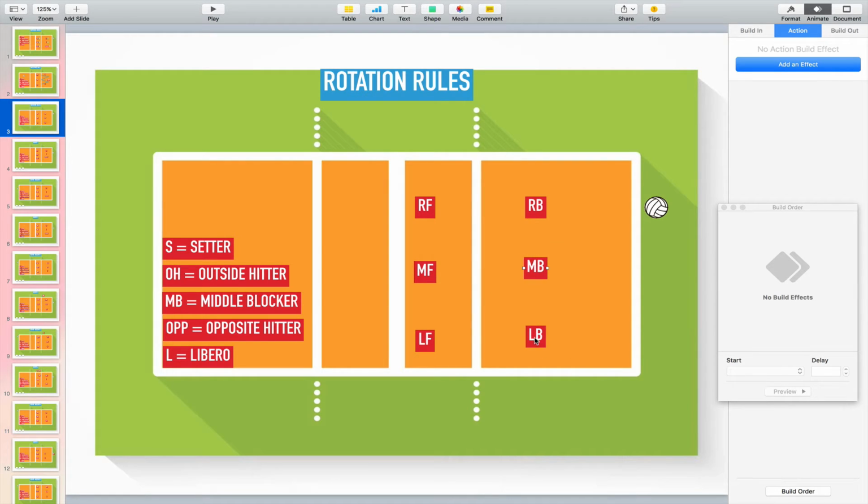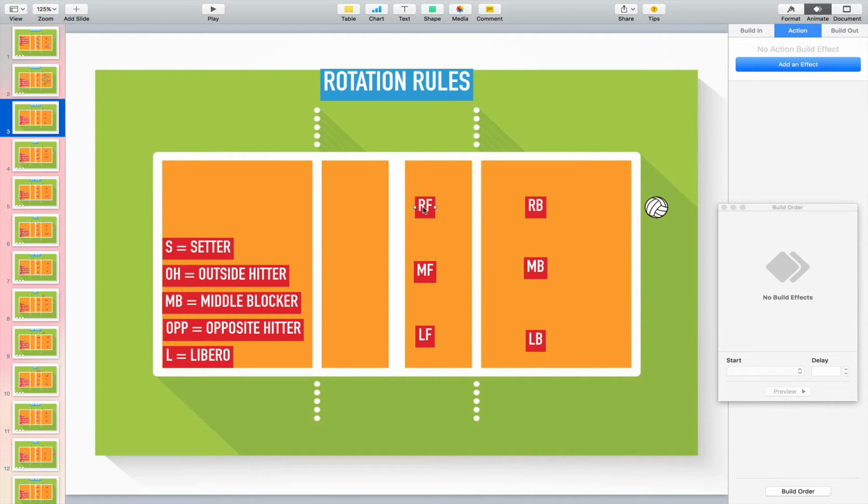To the left back here, you're concerned about the left front and the middle back. You can't cross here or here. Left front, you're concerned with middle front and left back. So I can't cross the middle front and I can't cross the left back.